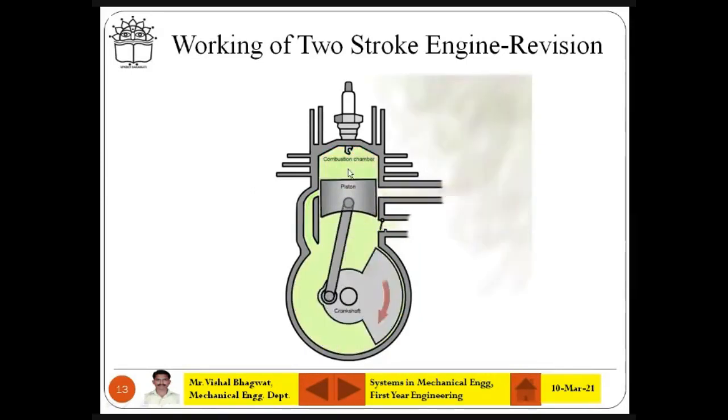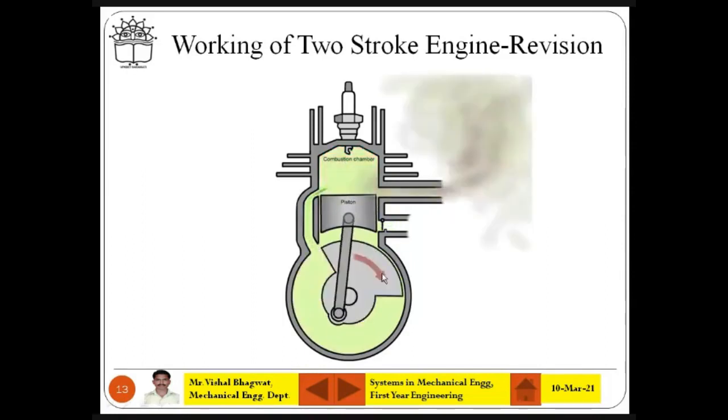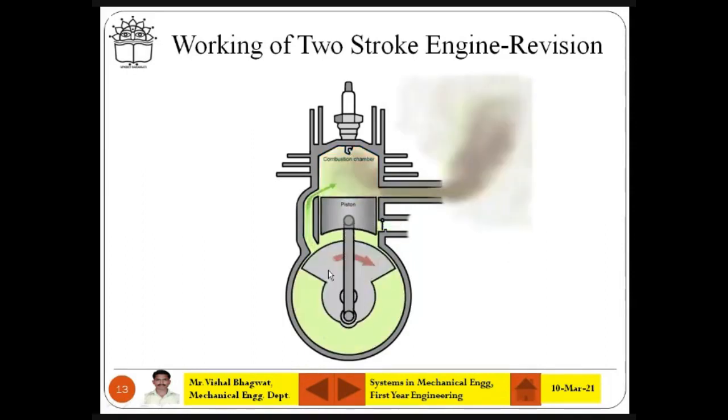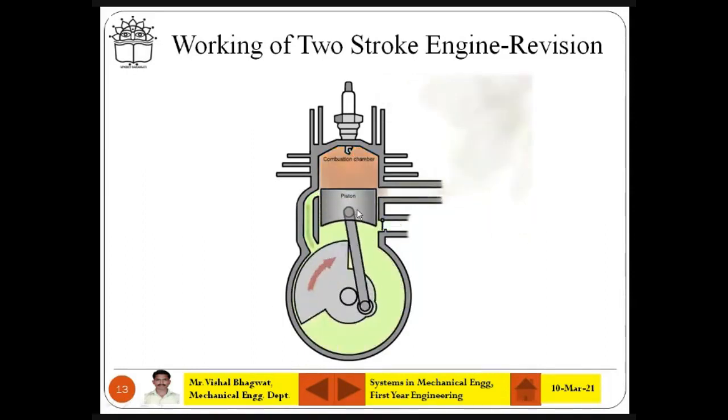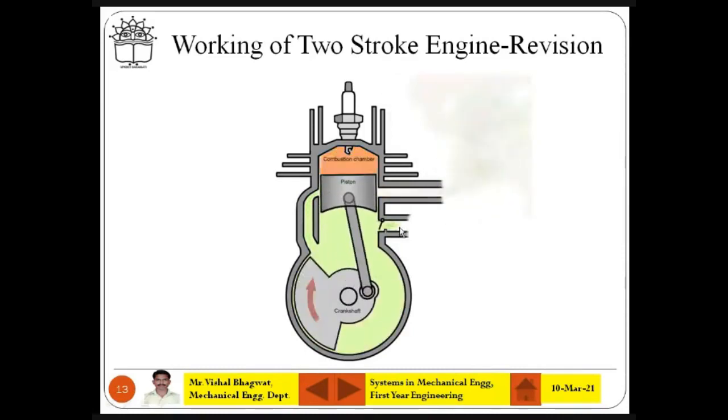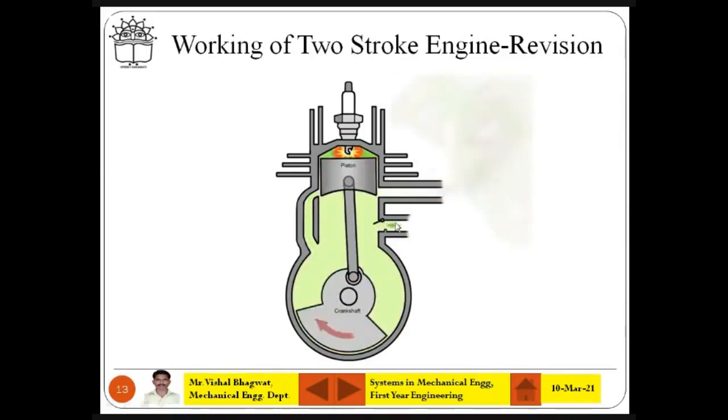So when the piston is actually going down, after completing the power stroke, it is compressing the fuel inside the crankcase. Why? Because it is uncovering the intake port.